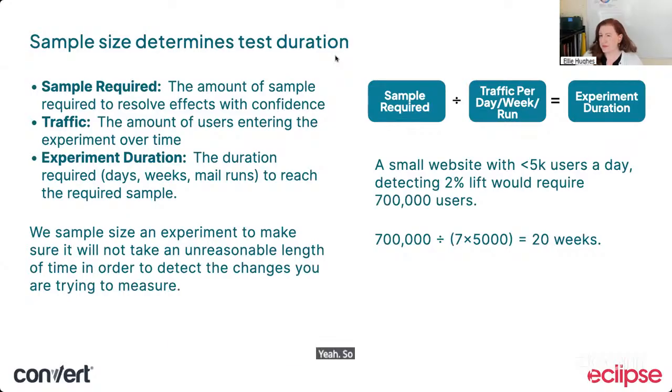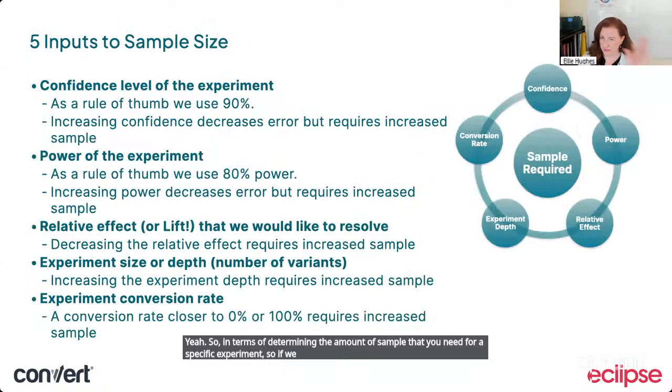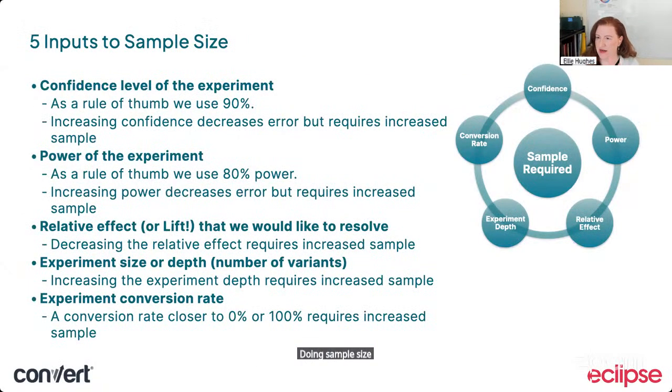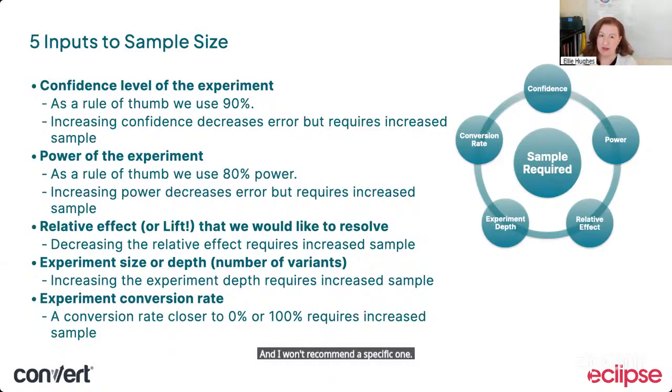So in terms of determining the amount of sample that you need for a specific experiment, we've just talked through sample size on this slide. When you do sample sizing, the simplest way is to use an online test calculator. So collect the information that you've got here on the left. And I won't recommend a specific one because everybody has got their own. So if you just type into Google A/B testing, just use Convert.